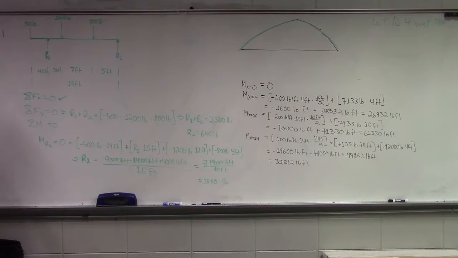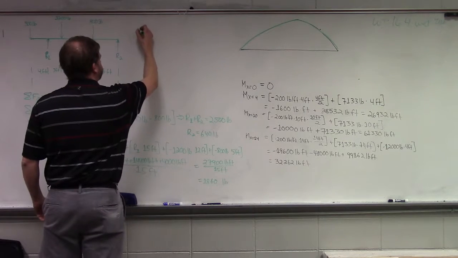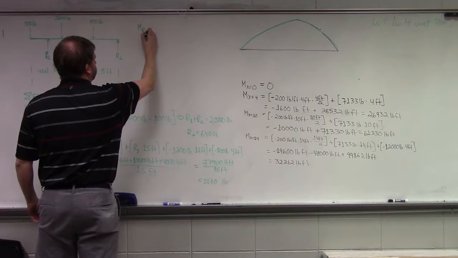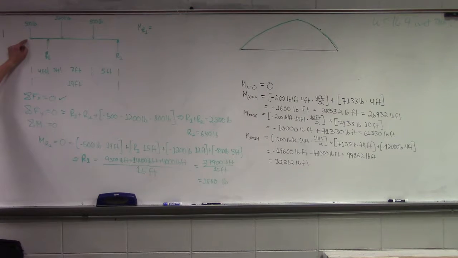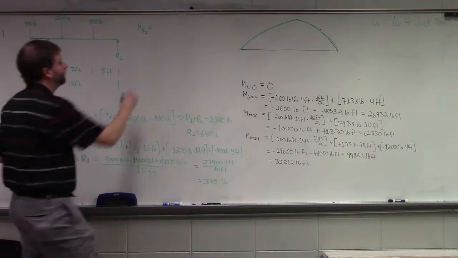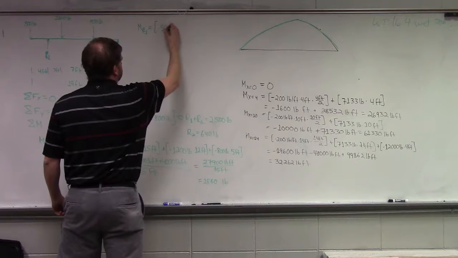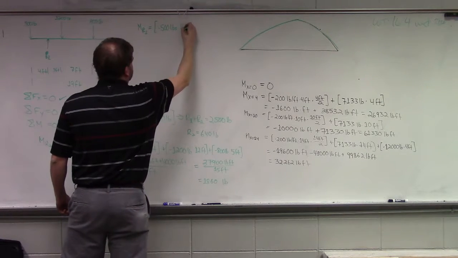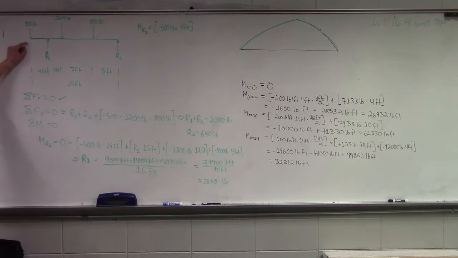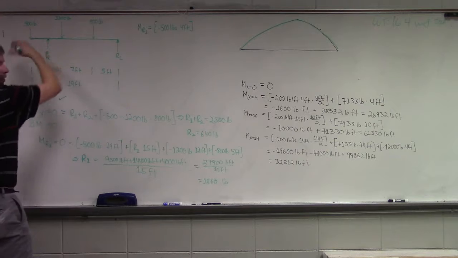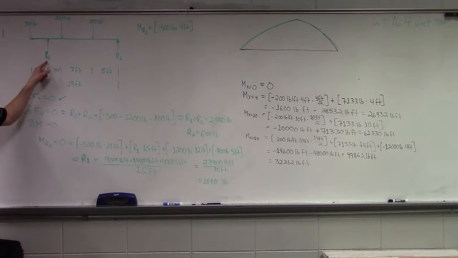What would this look like if we took our moment about R1? Negative 500 times 4. And Marshall said that it's negative. Does everybody see why it would be negative in this case? Because it's trying to push this way, right? Do we need to take R1 into account? It's passing through the point that we're looking at, right? It's not causing any rotation.